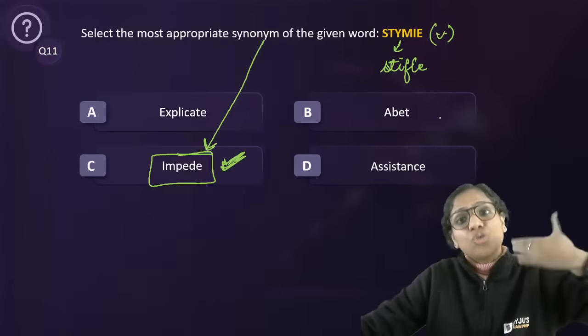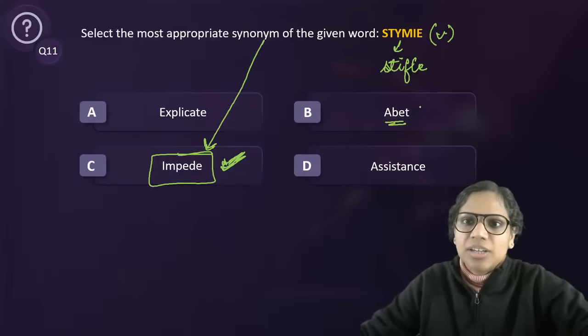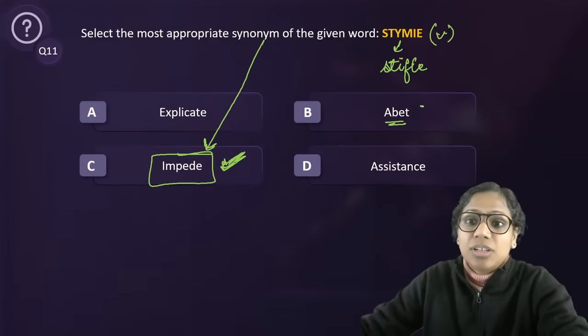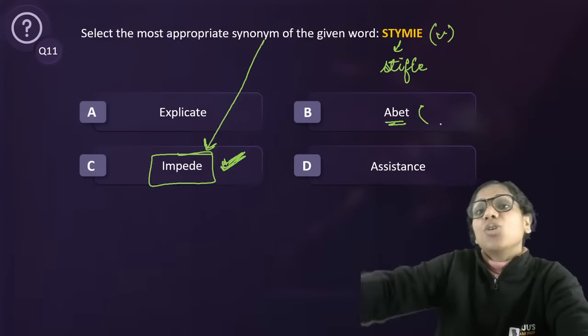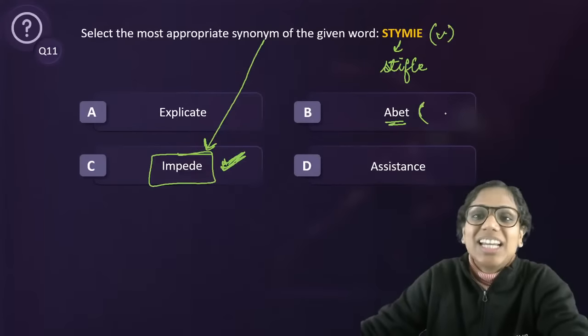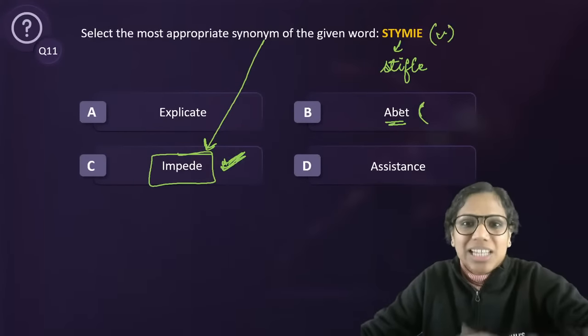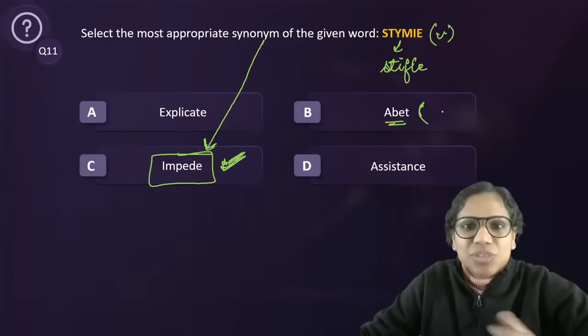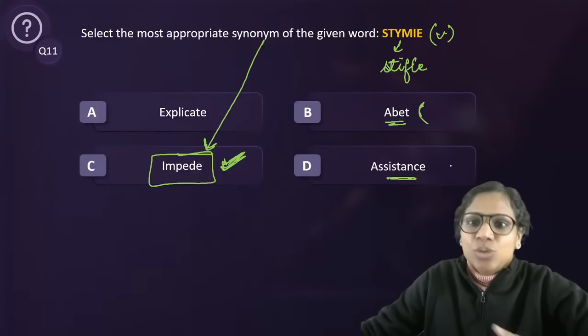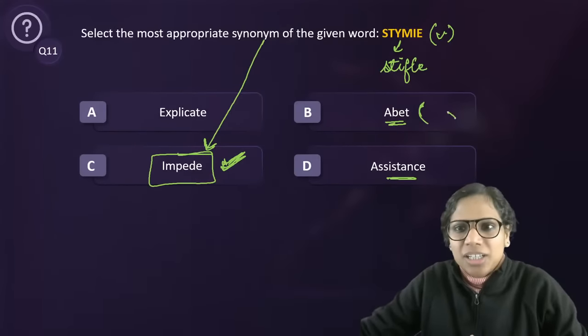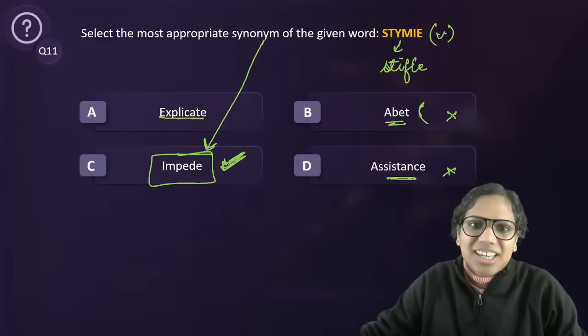Abet, on the other hand, is to bring it about. Okay, so he abetted the crime. That means he helped in the committing of that crime, right? So abetting, aiding and abetting a crime. This is a common legal expression when you bring something about. Assistance, again, you're facilitating something, you're helping it come about. So these two are not the answers.